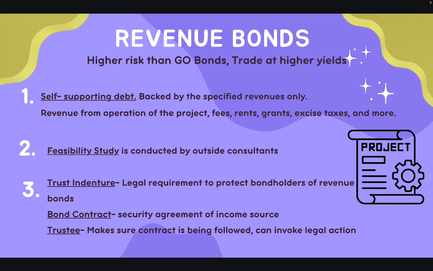And along with that, there is a trust indenture. That's their contract. It's the legal requirement to protect the bondholders. And there's a bond contract. That's the security agreement of the income source or sources to pay the bondholders. And there is the trustee. That person makes sure the contract is being followed, and they have the right to invoke legal action if it's not. Okay, so before a revenue project starts, there's a feasibility study, and then they do have a trust indenture, a bond contract, and a trustee overseeing all of that. But it's riskier than GO bonds because it is just a self-supported debt.